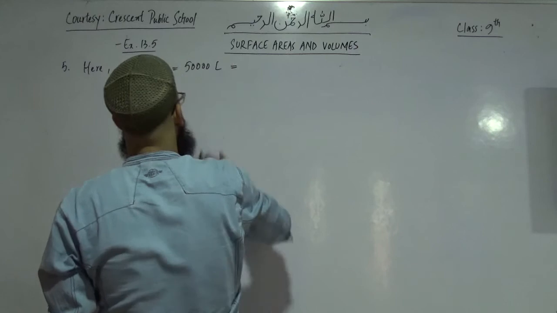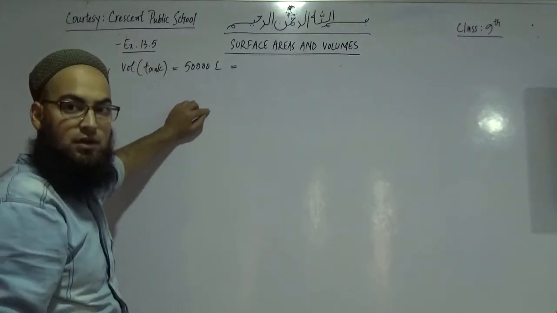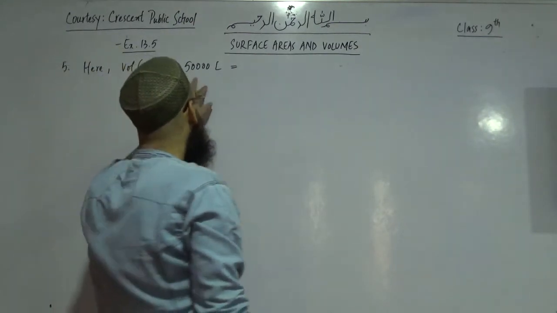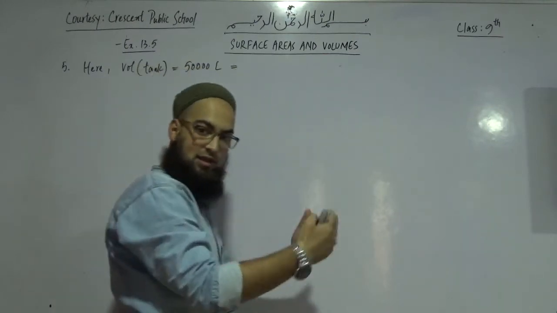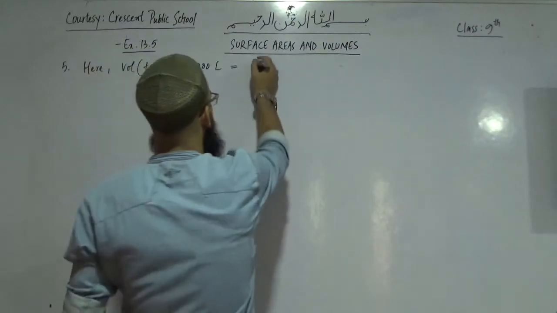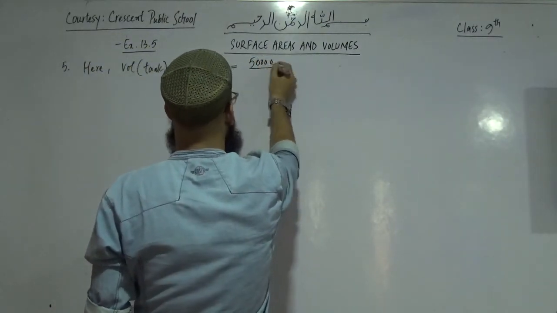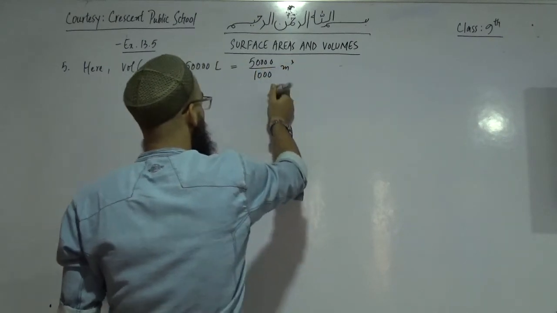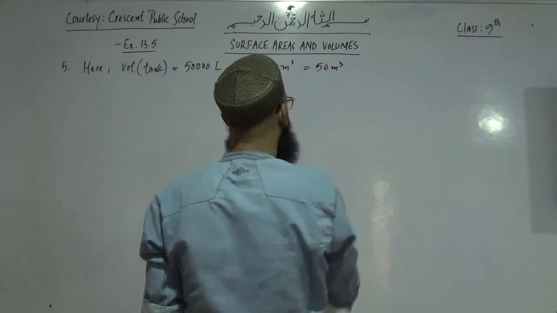Convert this. As I told you, 1 cubic meter is equal to 1000 liters. So 1 liter is equal to 1 by 1000 cubic meter. So this much liters, 50,000 divided by 1000. So you are now in cubic meters. Now that is 50 cubic meter.